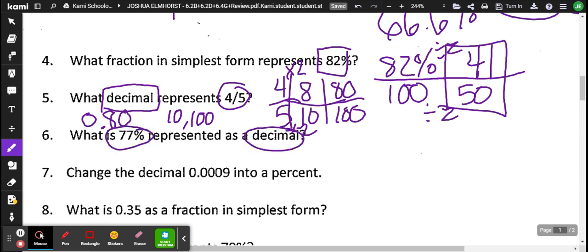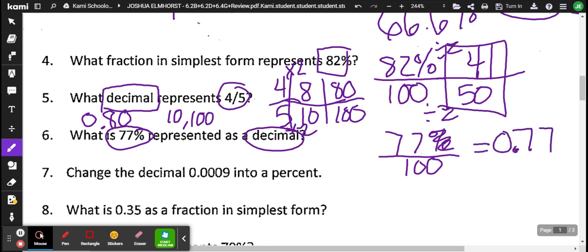So the percent as a decimal, 77%. 77% means 77 out of 100. 77 out of 100 is 77 hundredths. All you do is move the decimal over 1, 2 decimal place values. Decimal to percent, we're moving it over 1, 2 decimal place values. And then you put the percent symbol on there. So that's going to be 0.09%.